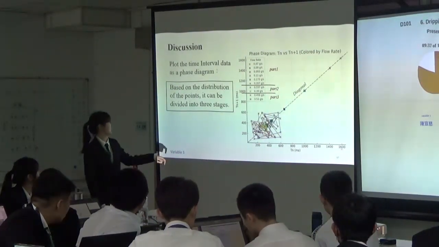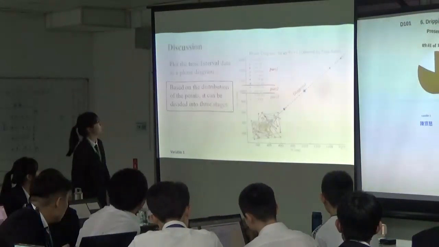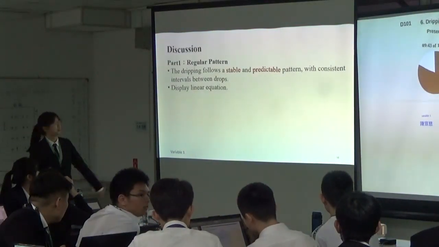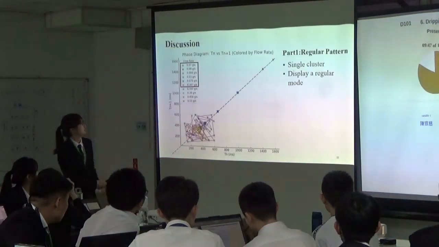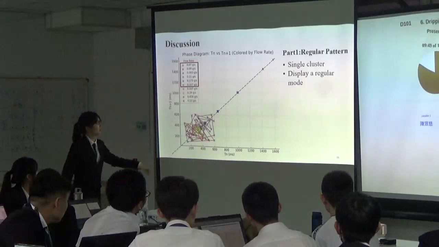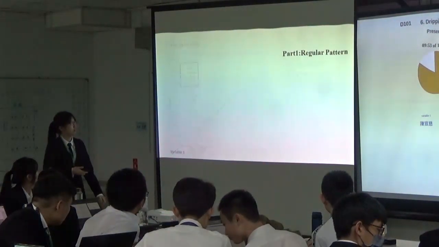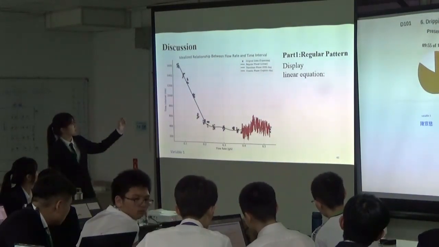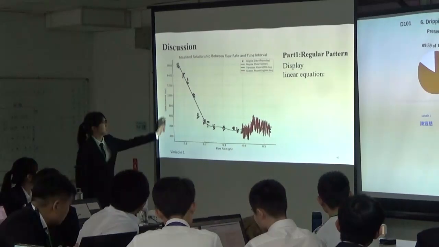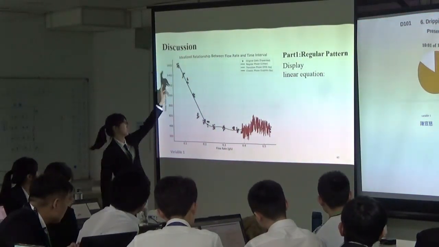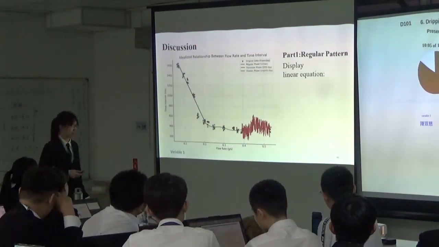Based on the distribution of the points, we divided it into 3 stages. For the first part, we got a regular pattern. It is a stable and predictable pattern. When we look at the phase diagram, it looks more like a single cluster, which is more periodic. When we look at this chart, the simulation result is the blue line, which is the linear equation, and it is very regular.